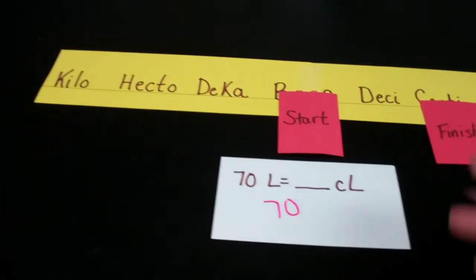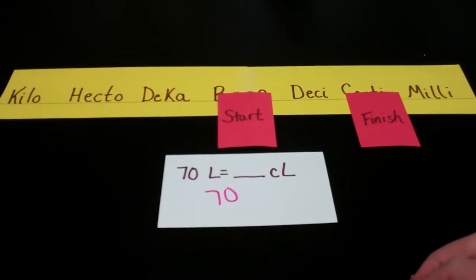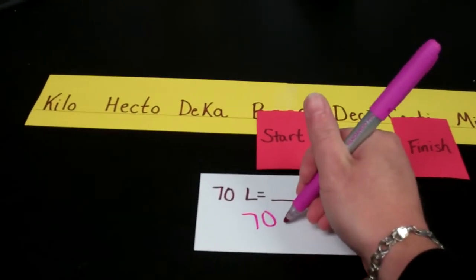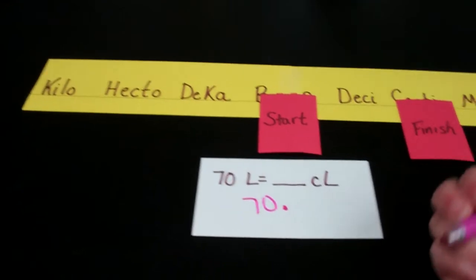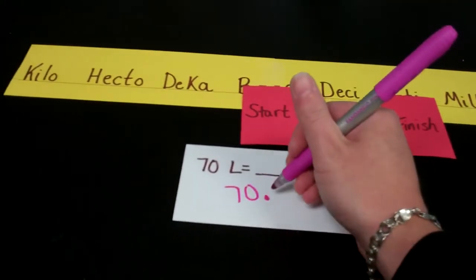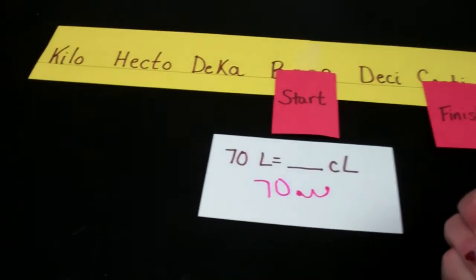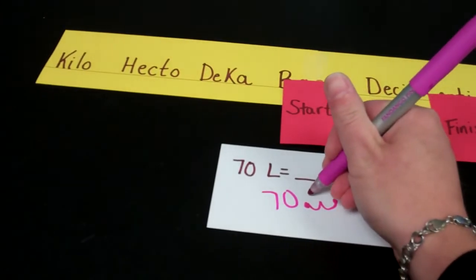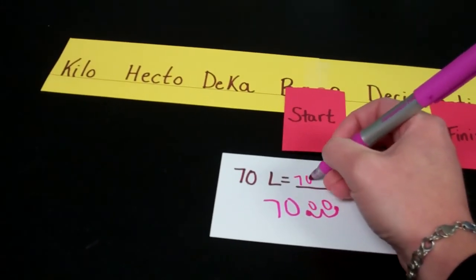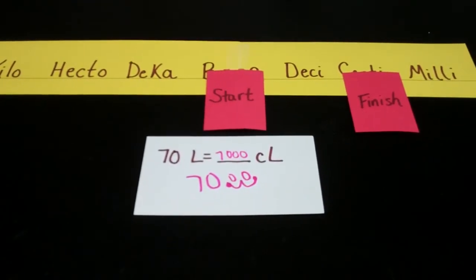If we don't see a decimal in the original value, we always know it's behind the last digit to make that number still the same. So it would be 70 decimal point. And we would move the decimal 2 places to the right. 1, 2. We have 2 empty loops. Add 2 zeros. So our new value now is 7,000 centiliters.